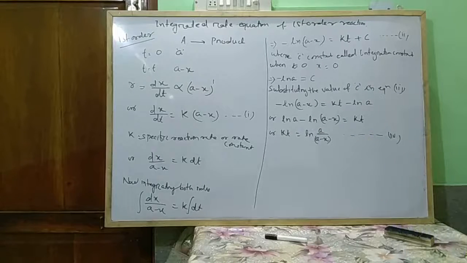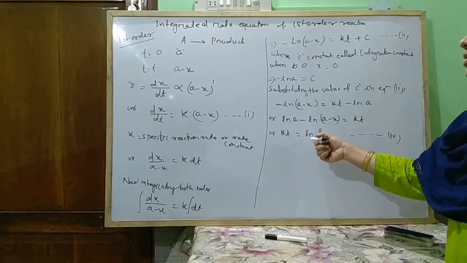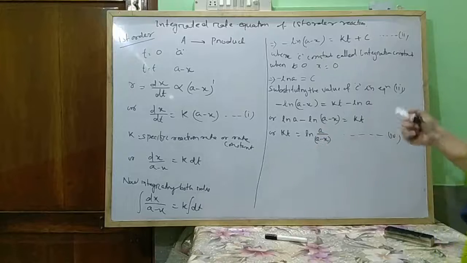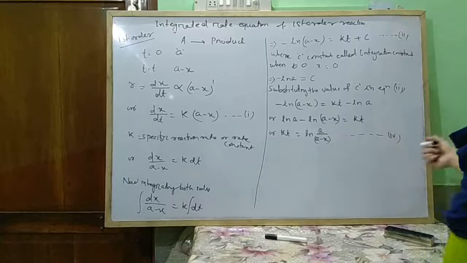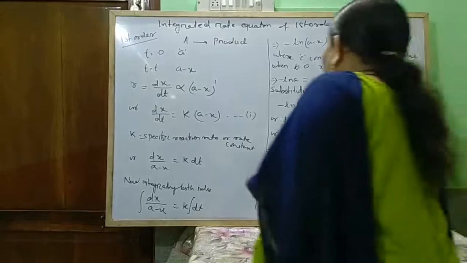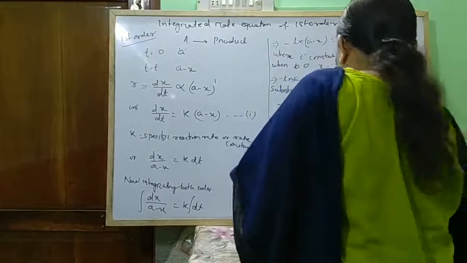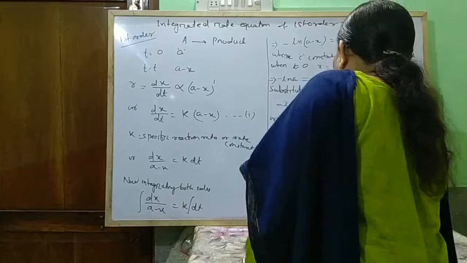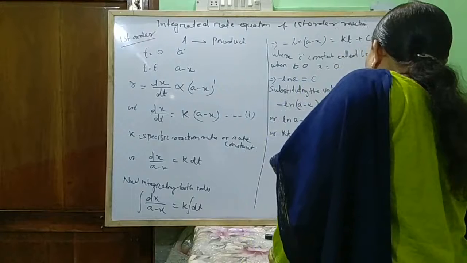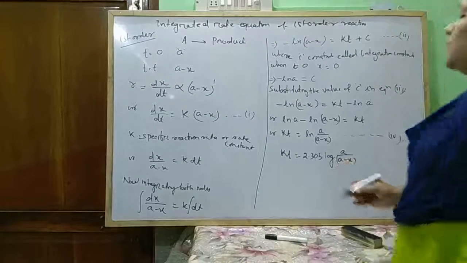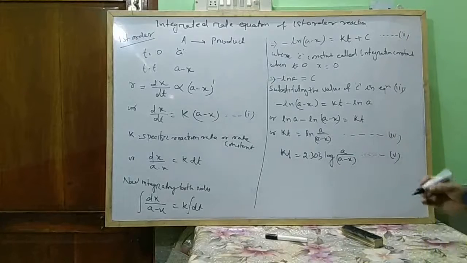So kt equals ln a by a minus x. You know this ln is the logarithm to the base e. Suppose we convert it to logarithm to the base 10. Then this equation becomes kt equals 2.303 log a by a minus x to the base 10, and this is equation number 5.